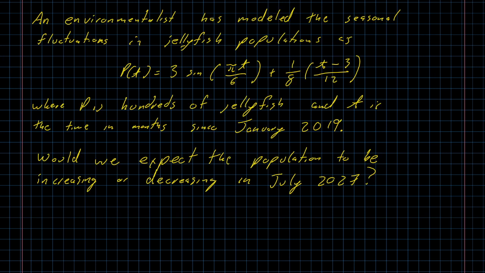An environmentalist has modeled the seasonal fluctuations in jellyfish populations as P of t equals 3 times the sine of pi t over 6 plus 1/8 times t minus 3 over 12, where P is measured in hundreds of jellyfish and t is the time measured in months since January of 2019. Would we expect the population to be increasing or decreasing in July of 2027?